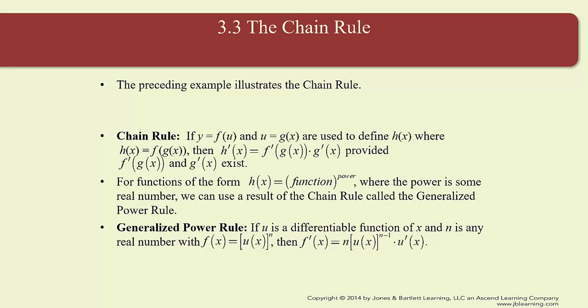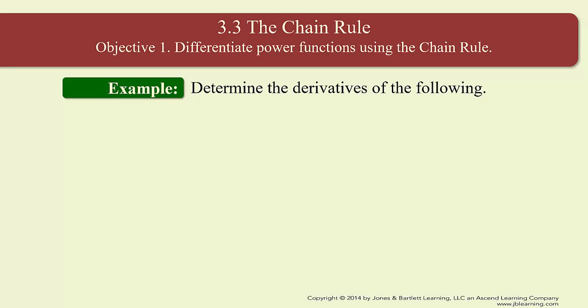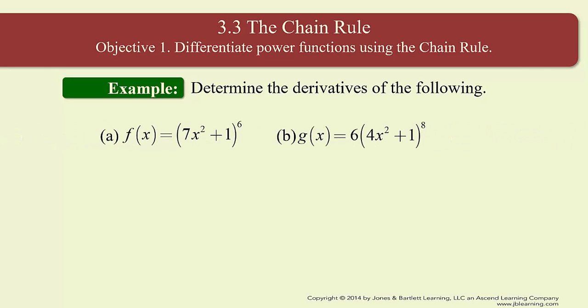The key in doing the chain rule is what I call noticing the inside function and noticing the outside function. So I'm going to be talking about the inside function and the outside function in the following example. Again, write this in your notes. So in this example, we're going to determine derivatives for those two functions. And so we have two parts, an A and a B.